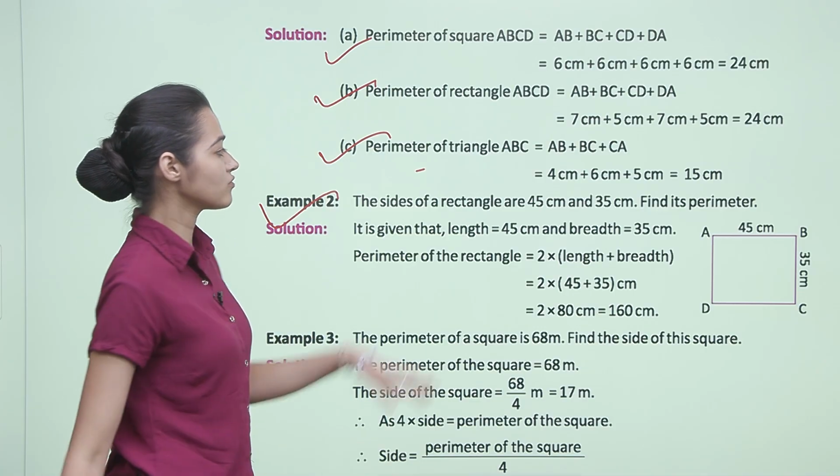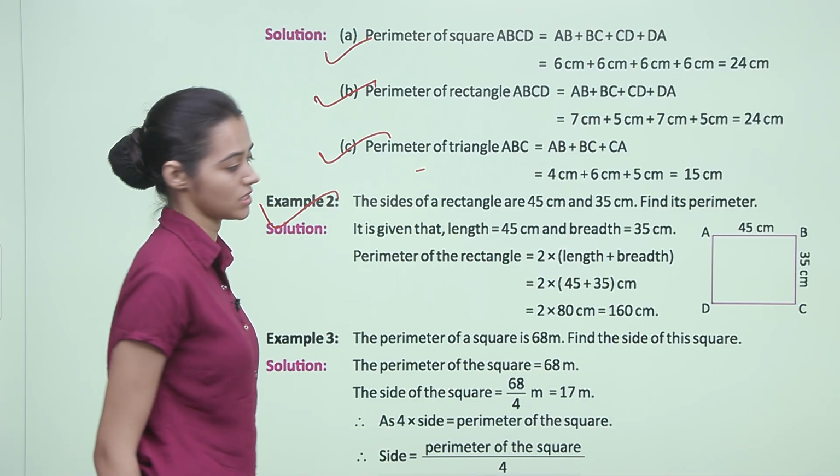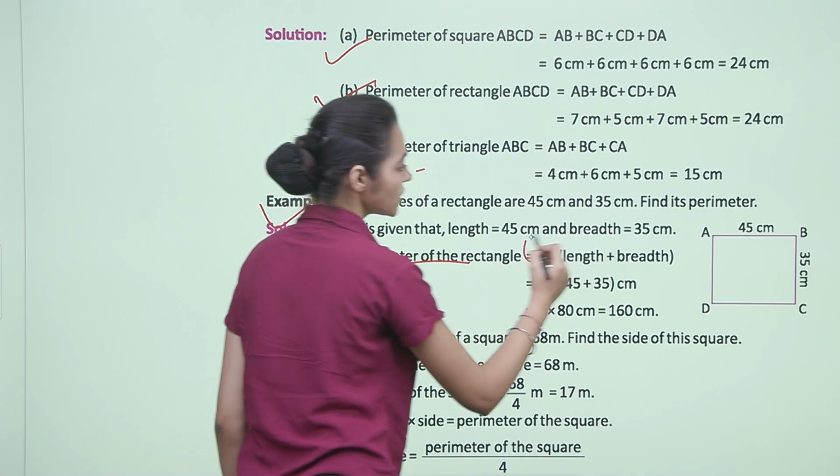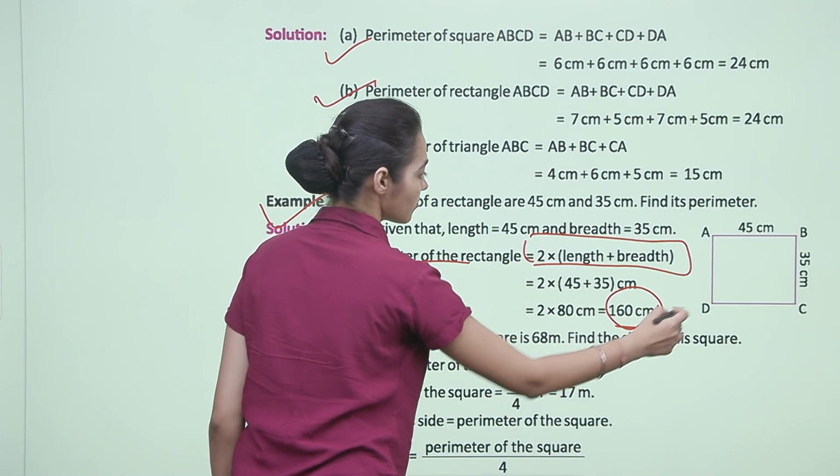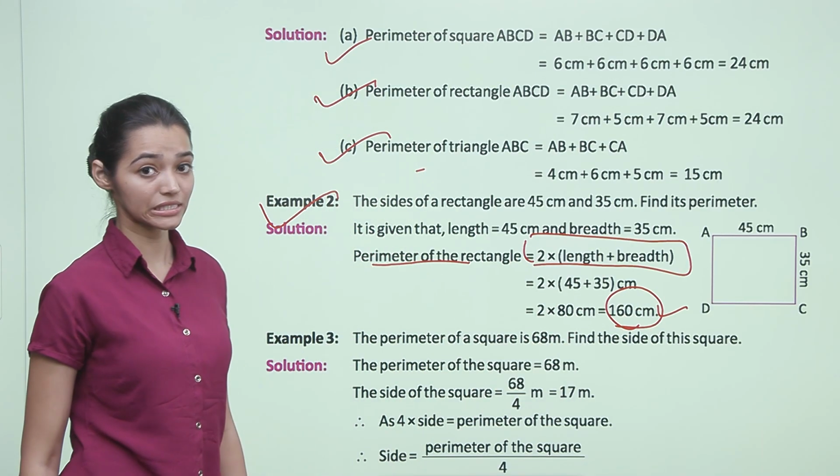In example number 2, we have to find the sides of a rectangle and find its perimeter. Now we know that the perimeter of a rectangle is 2 into length plus breadth. So after putting the values in the formula, the perimeter is 160 centimeter.